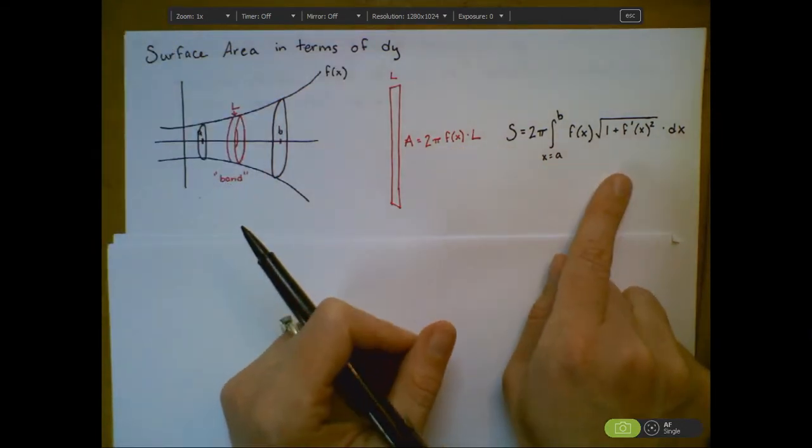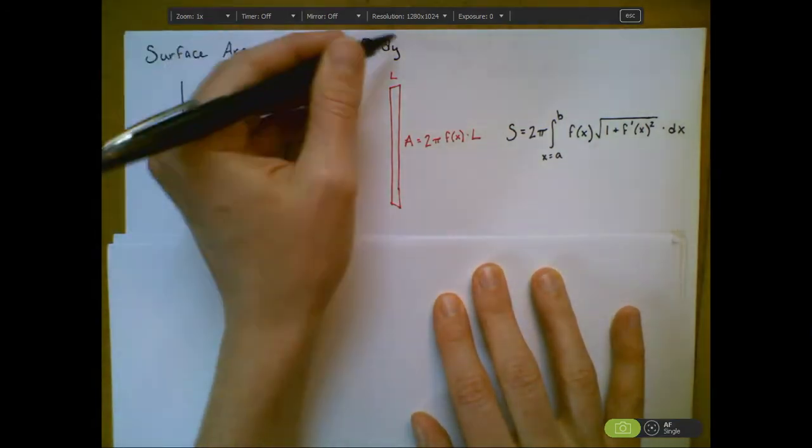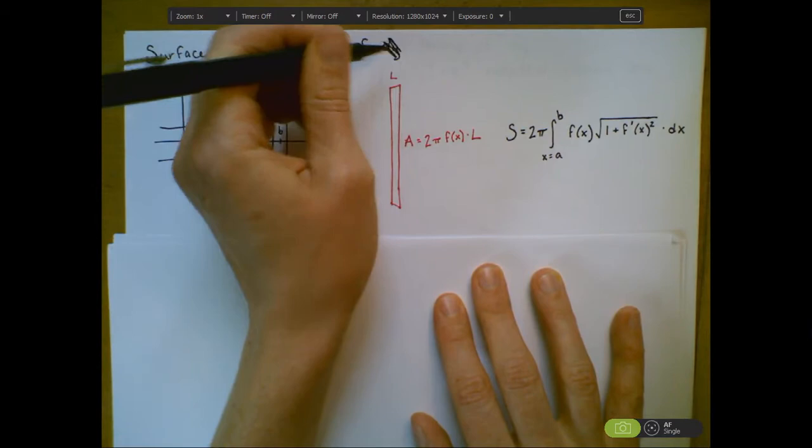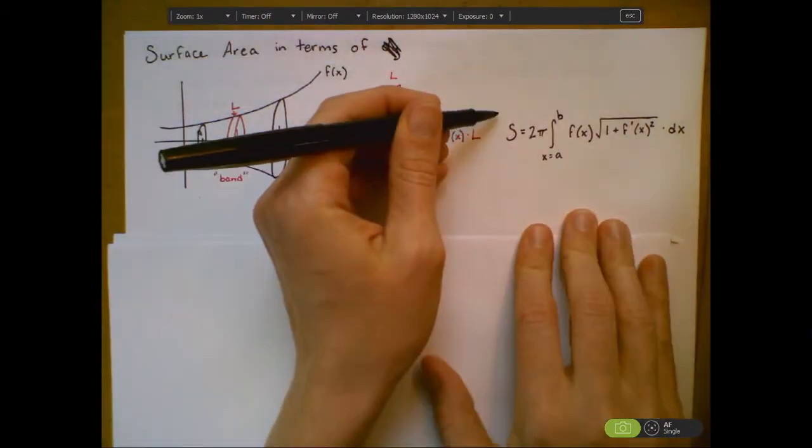This is just review. But let's see, so maybe this is a misleading title. So this example is in terms of dx, right? Because I have dx's here.